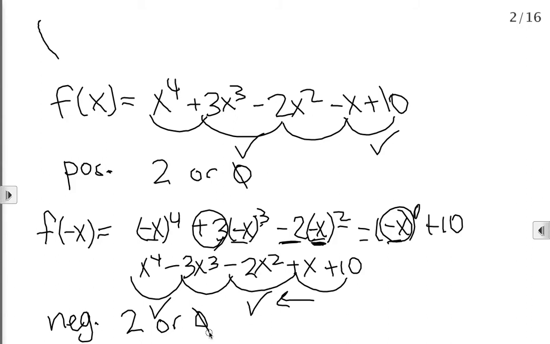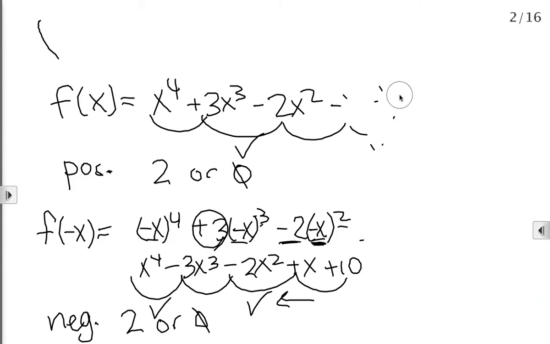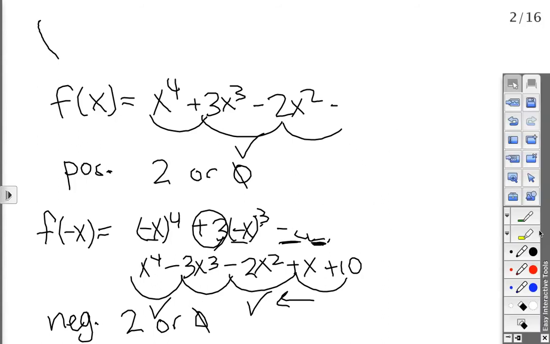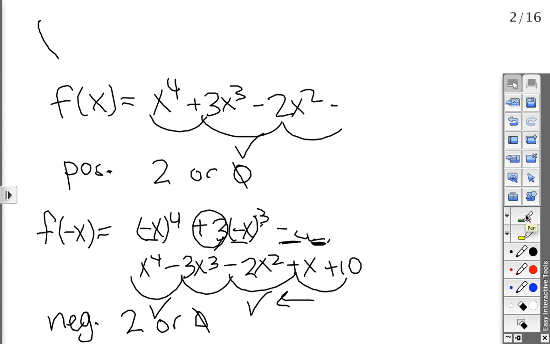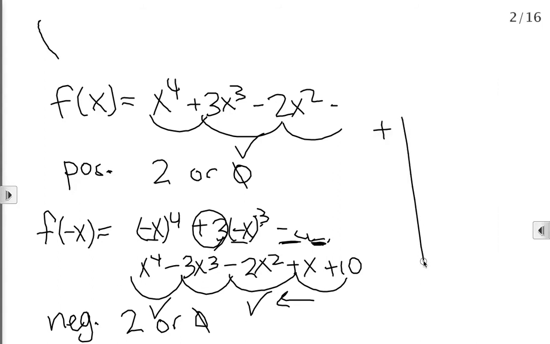So now what I'm going to concern myself with is what does this look like for the rest of my solutions, for my imaginary solutions. So let's go ahead and take a look at our chart. So I have my positives, I have my negatives, I have my imaginaries, and then everything needs to equal 4 because this is a quartic function.